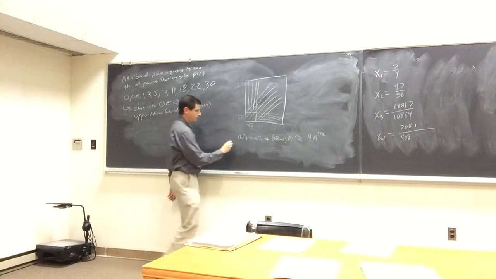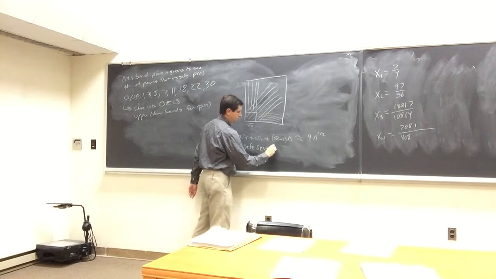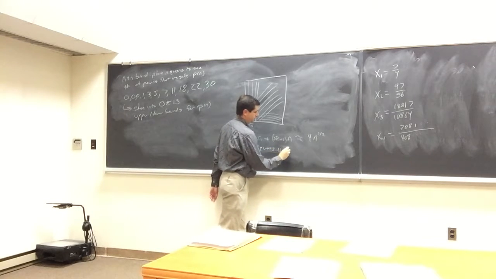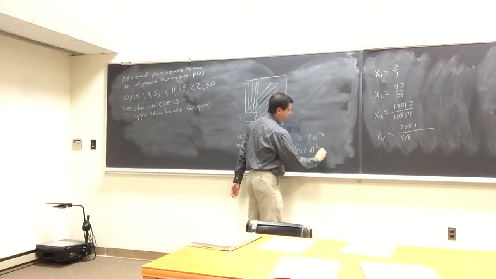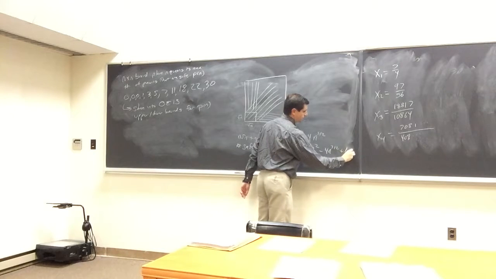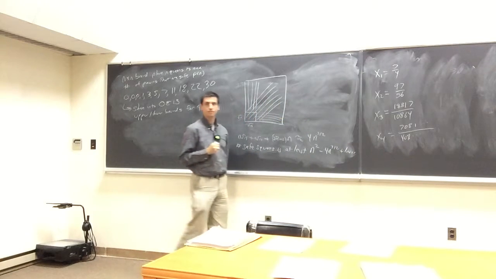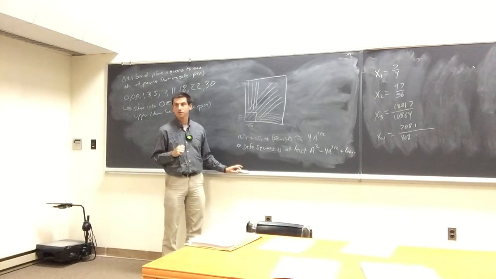So the number of safe squares is at least n squared minus 4n to the 3/2 plus lower order terms. Okay. Question? Okay, so this gives me a lower bound.